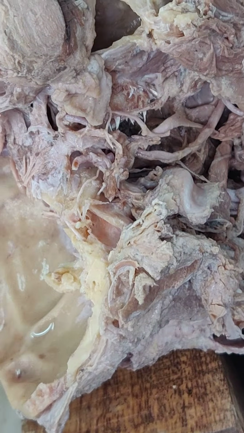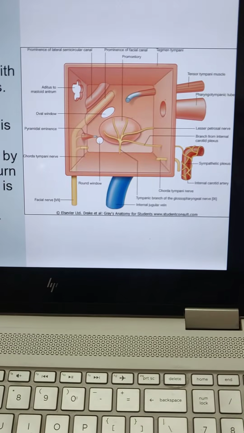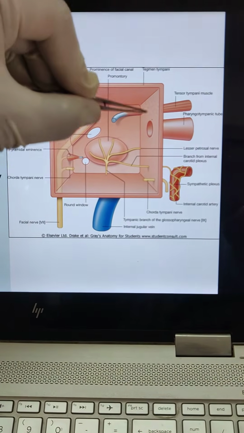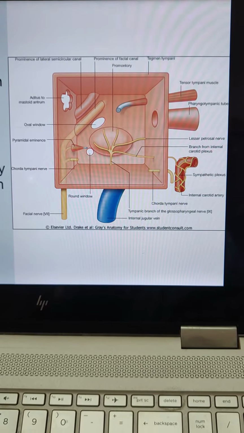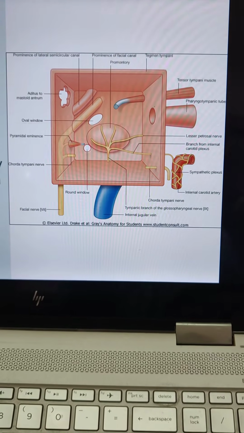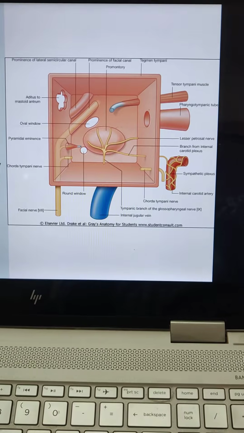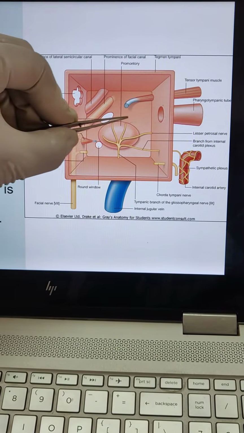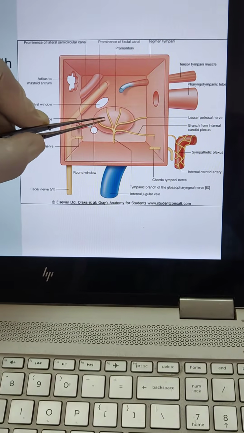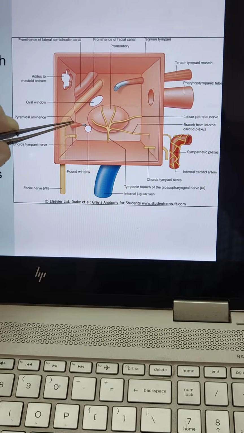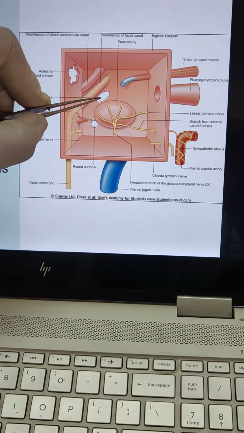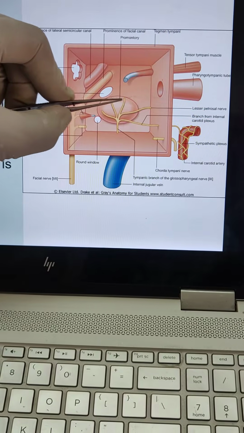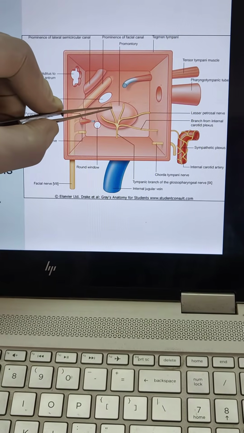So the medial wall of the middle ear separates the tympanic cavity from the internal ear. It presents the following structures. In the middle part there is a large bulge, the basal turn of the cochlea. It is called the promontory, and above it there is a plexus, the tympanic plexus, which is formed by the tympanic branch of the glossopharyngeal nerve over the promontory.